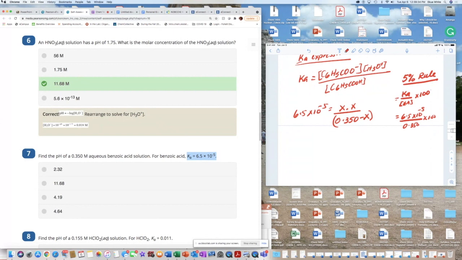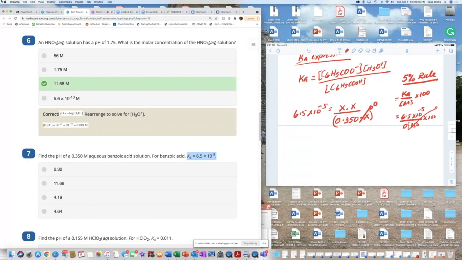6.5 x. I said 6.5 and I wrote 0.5. 6.5 exponent negative 5 divided by 0.350 times 100. It's small. It passes. What does that do to my equation? It eliminates this minus x here.